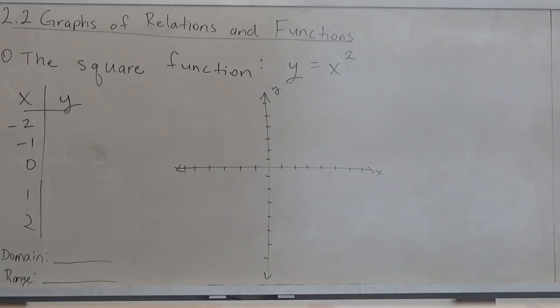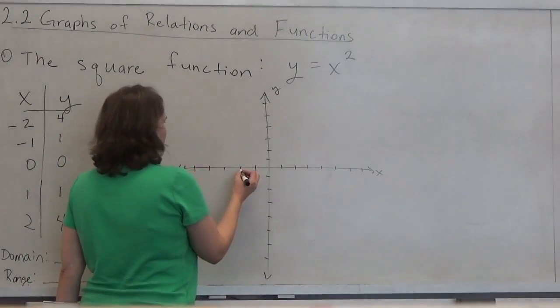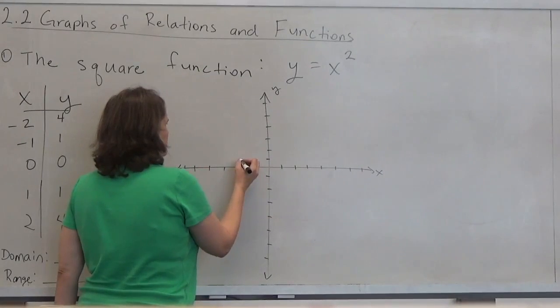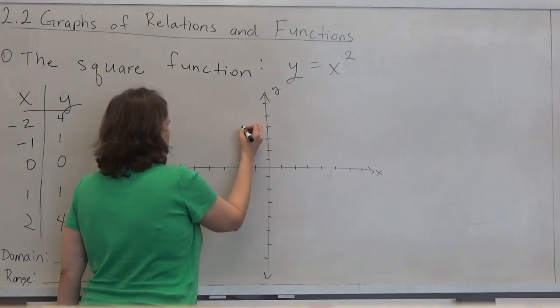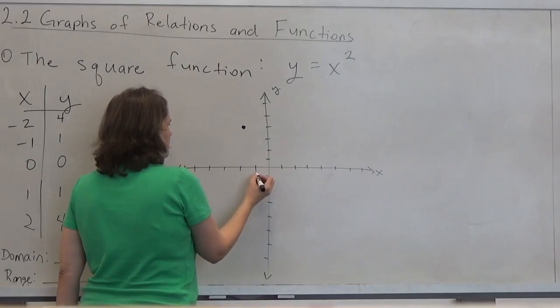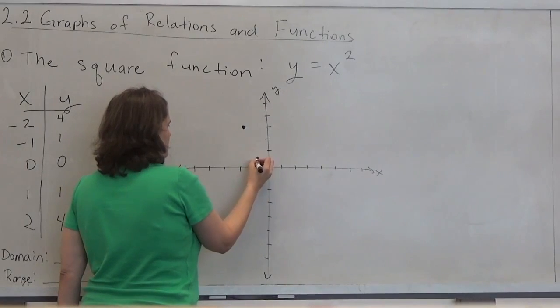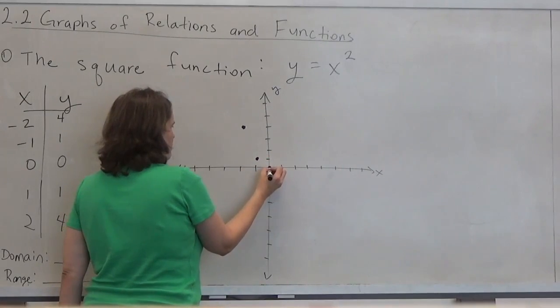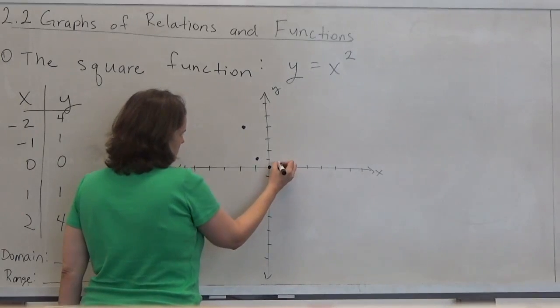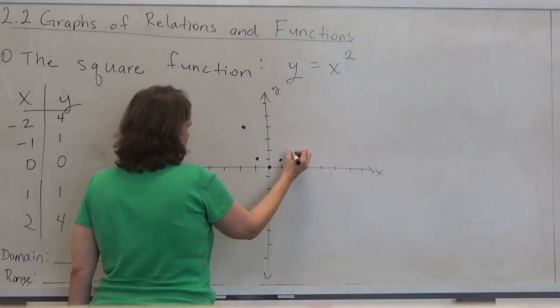Okay, so you should have gotten for your y values positive 4, positive 1, 0, 1, positive 4. So we're going to take each of these ordered pairs and locate them on our graph. Negative 2 on x and positive 4 on y is going to put me about right here. Negative 1 on x, positive 1 on y puts me here. And then I've got a point at the origin. I've got ordered pair 1, 1 and ordered pair 2, 4.